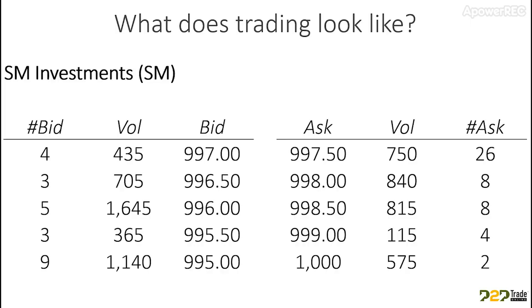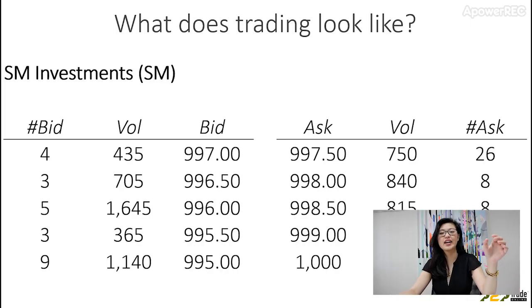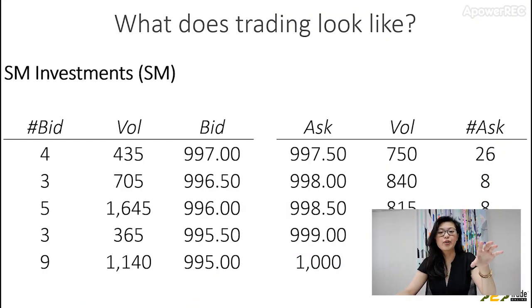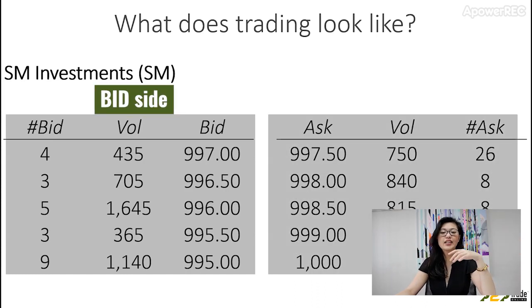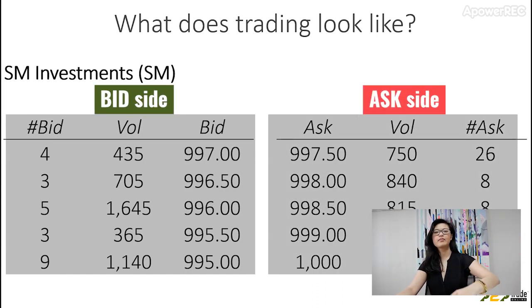A lot of people don't understand when they look at this. This is called a bid-ask table, and this is how you can tell how much a stock is trading right now. So it looks a little complicated, pero simplehan natin siya. Always remember when you look at the table that it's divided into two parts. So yung left side, yan yung bid side, yung right side, yan yung ask side.